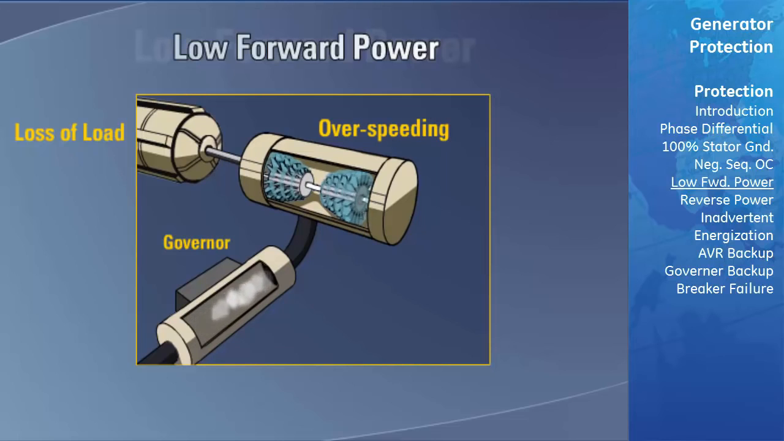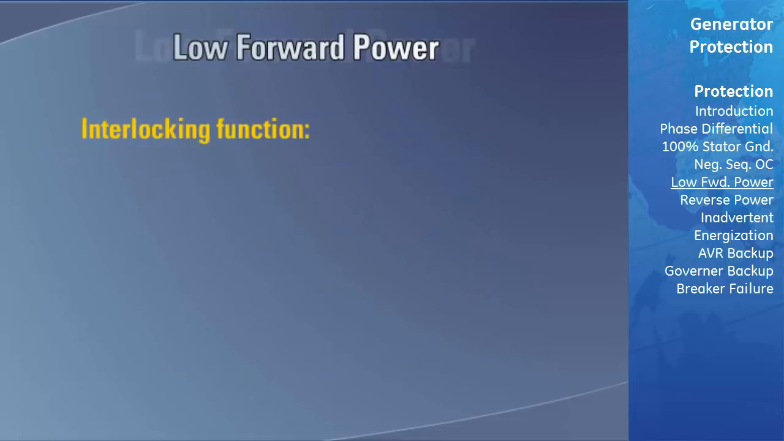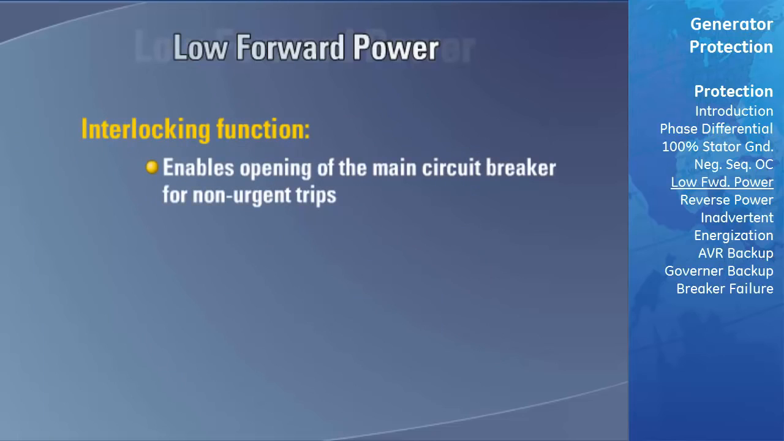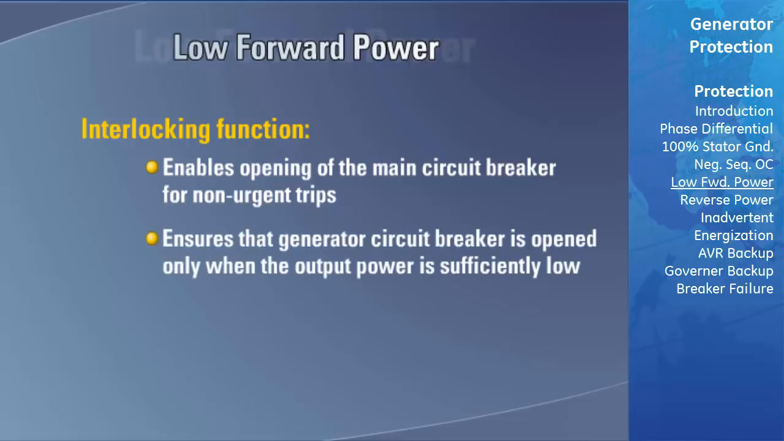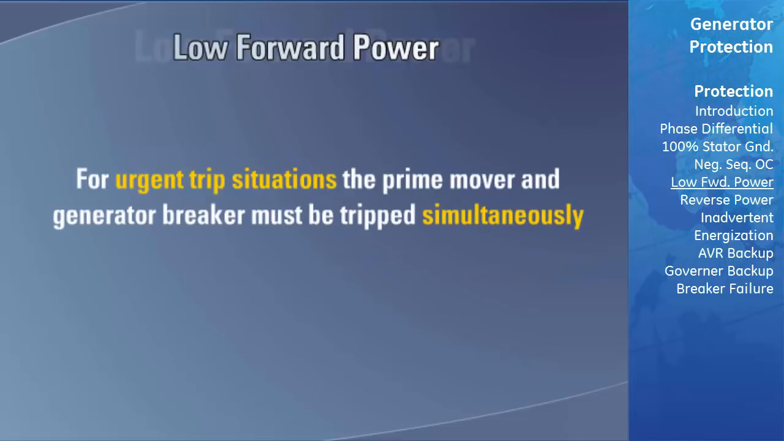In some cases, low forward power protection is used as an interlocking function to enable opening of the main circuit breaker for non-urgent trips such as stator ground faults on a high-impedance grounded generator, or to prevent the generator from going into a reverse power condition. This is to ensure that the generator circuit breaker is opened only when the output power is sufficiently low that overspeeding is unlikely.